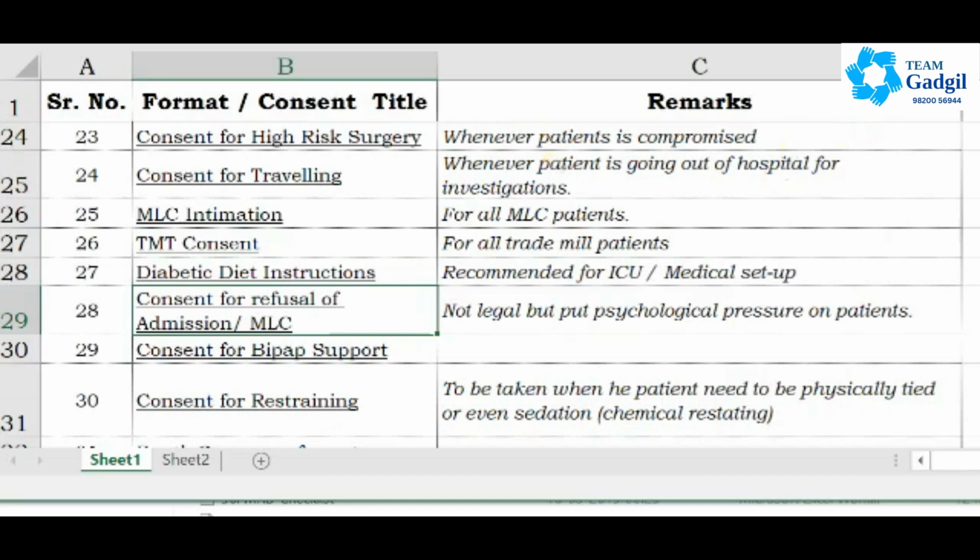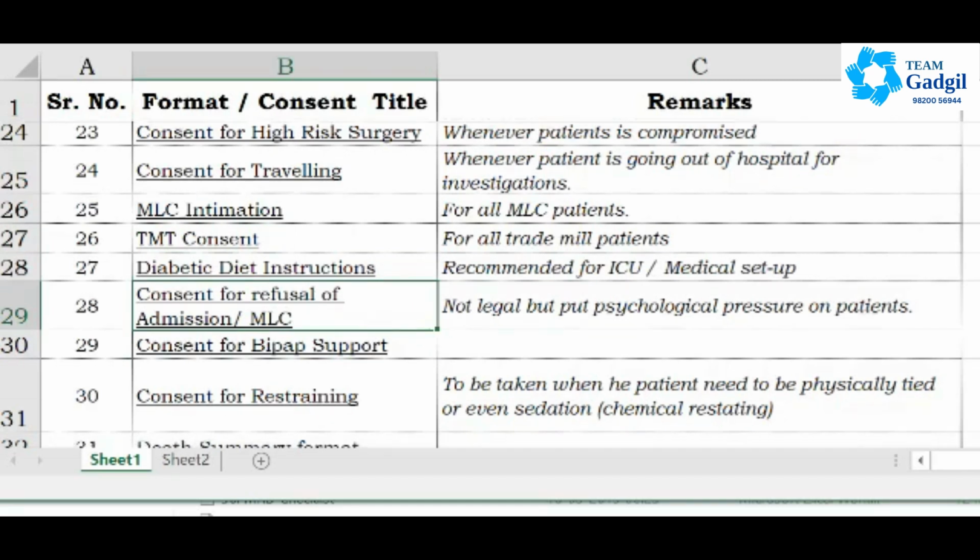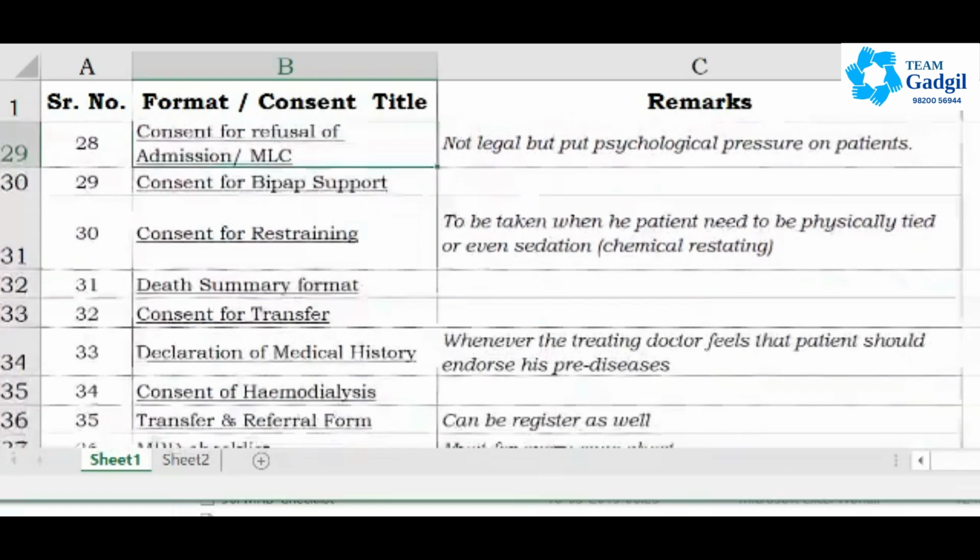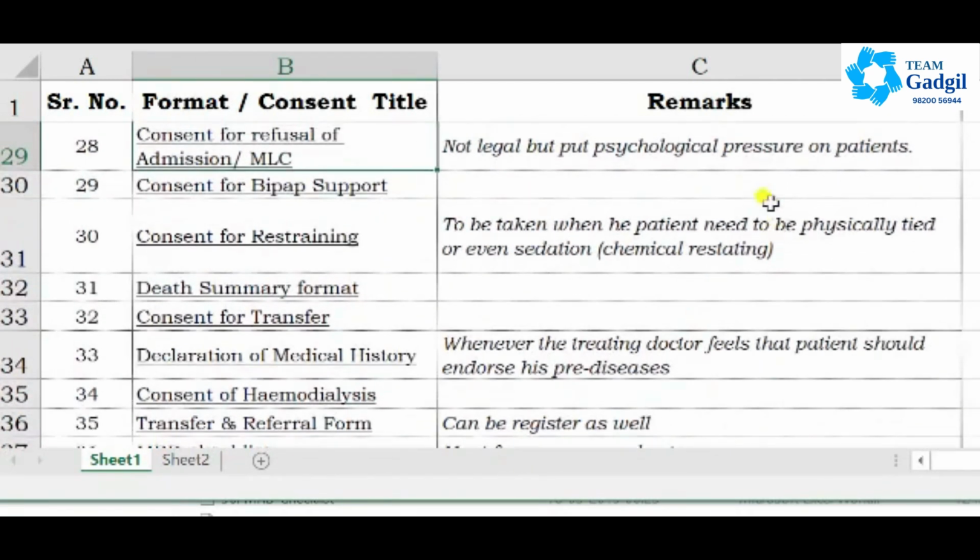Actually speaking, this has no legal standing. As long as suicide is a crime, a patient cannot decide about the refusal of admission or the MLC. You cannot take the consent. However, the consents for refusal of admission and MLC are not legal, but when you get it signed, it puts a psychological pressure on the patient and relatives' minds that we have signed, now how can we go back on our words?